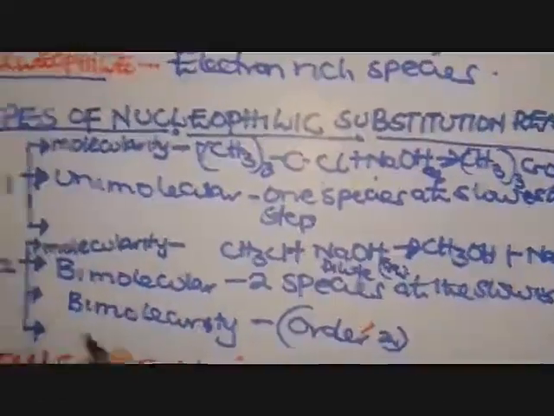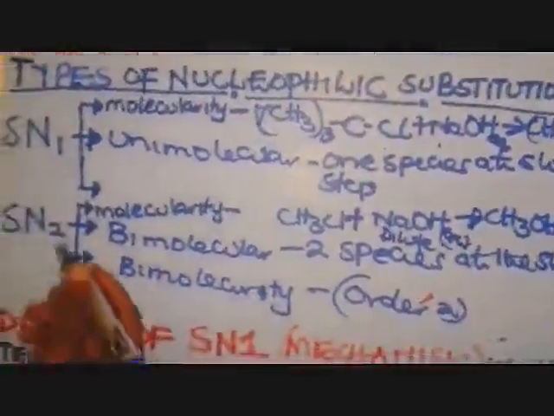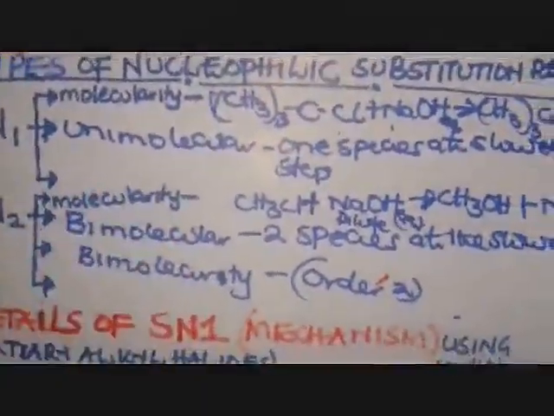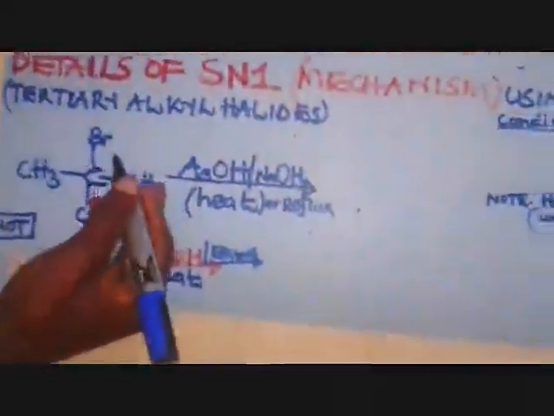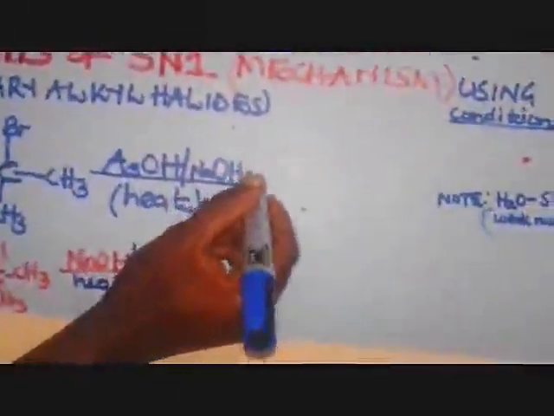Now, you want to look at why we are saying this one is SN2 and this one is SN1. So when you come here, in our SN1, let us try to see the details. I'm going to take an example of this tertiary alkyl halide. This one we are putting in the presence of aqueous sodium hydroxide.